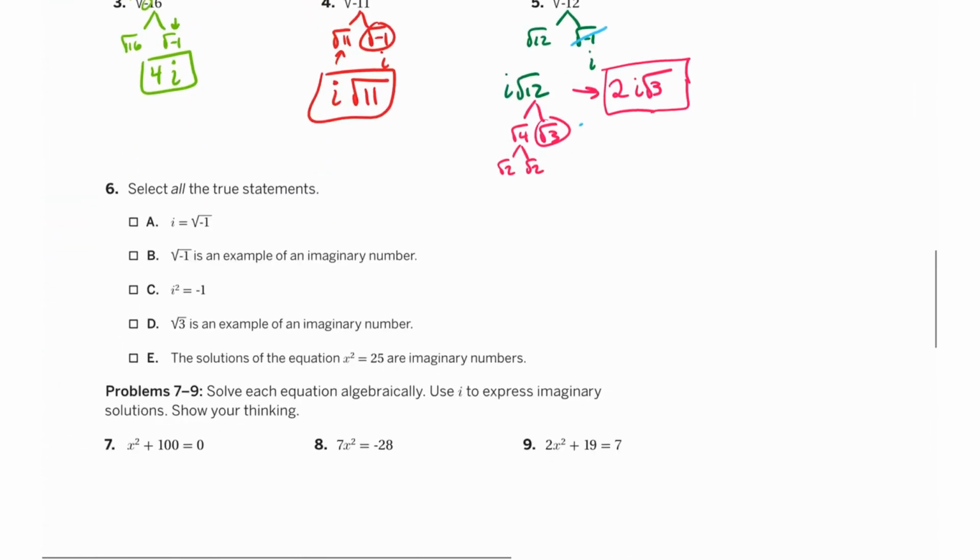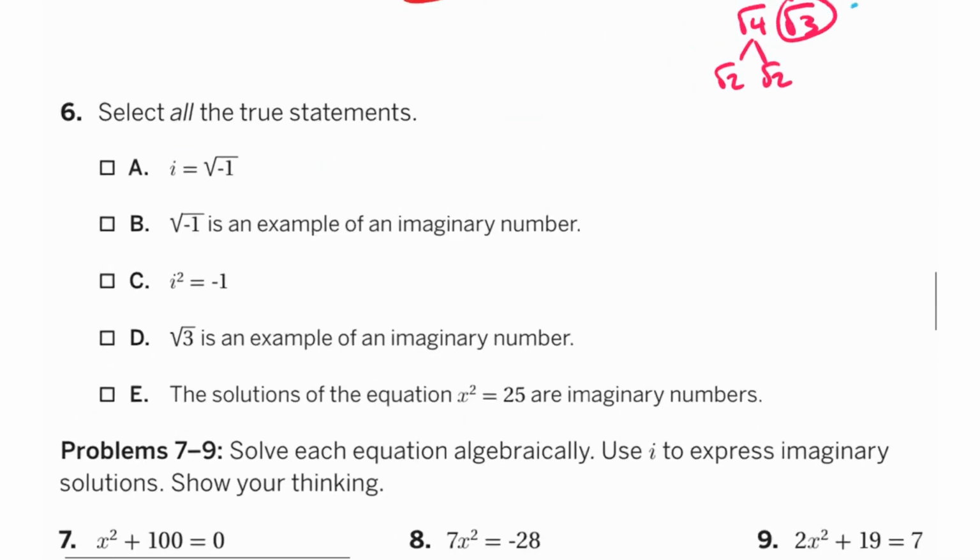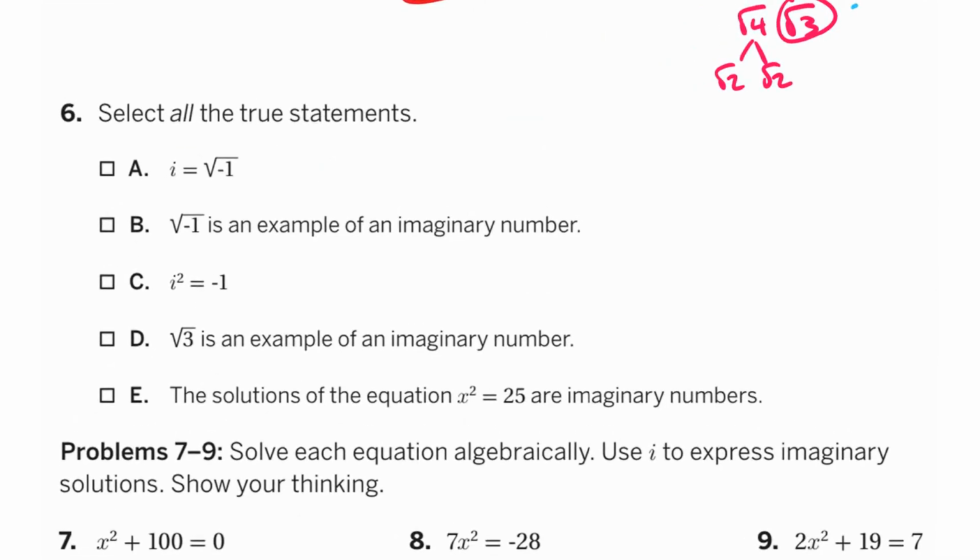For number 6, select all true statements. i is equal to the square root of negative 1. Yes, that's the basis of this whole lesson. Square root of negative 1 is an example of an imaginary number. Also, yes. i squared is negative 1. Also, yes. We're on a roll here. These are all like the main things that we need to know for this lesson.